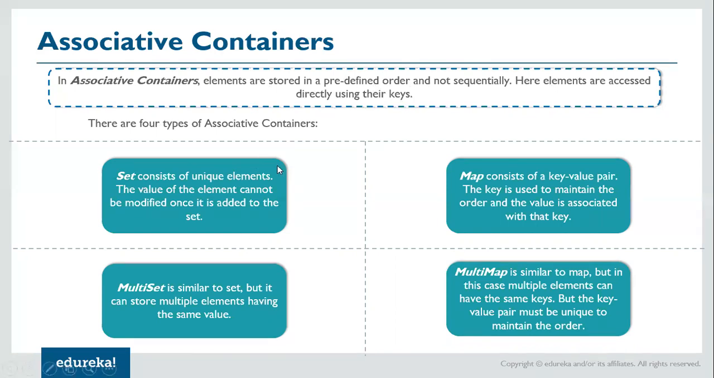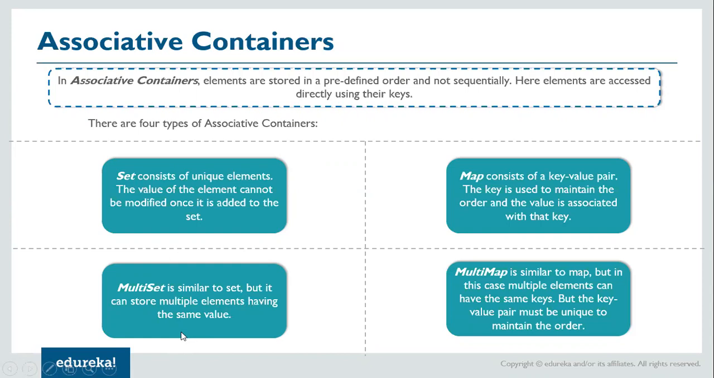So basically there are four types here. We have set. Set consists of unique elements. If you think of a set as a set of numbers, it will store only unique numbers. There are no duplicates allowed in a set, so it is called unique elements. The value of elements cannot be modified once it is added to a set. So once you have put in a value, you cannot just go about changing the value of that particular entry within a set. Then we have multiset. Multiset is a set, but it can store multiple elements having the same value.